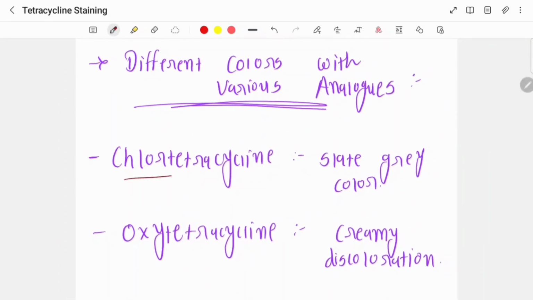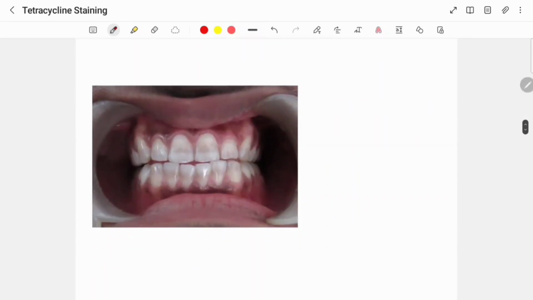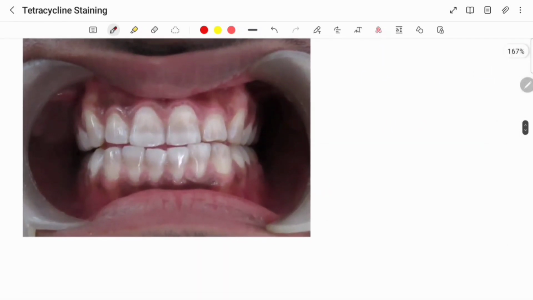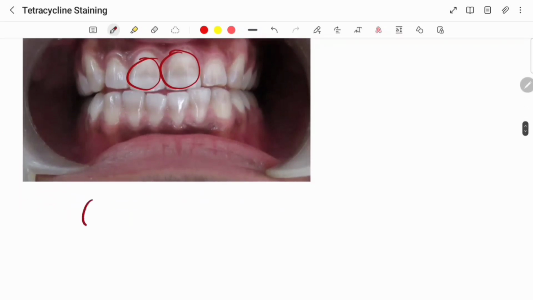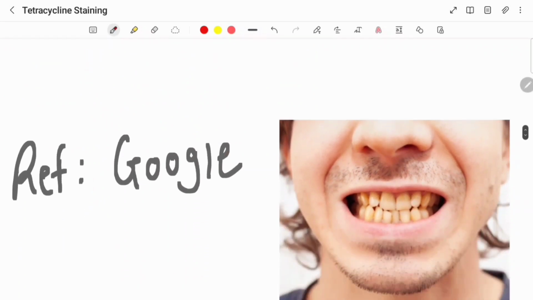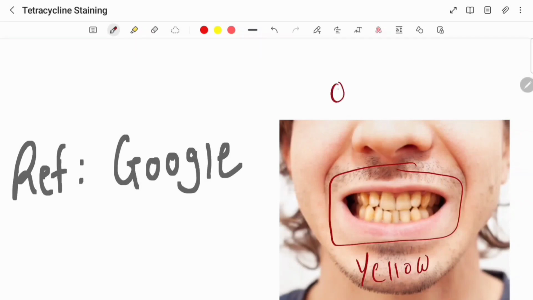The various analogues of tetracycline produce different color changes. For example, chlortetracycline produces a slate grey color and oxytetracycline produces a creamy discoloration. So, in this image you can see slate grey color over here. This is because of chlortetracycline, and in this you can see creamy discoloration, which has a more yellow tint appearance, because of oxytetracycline.